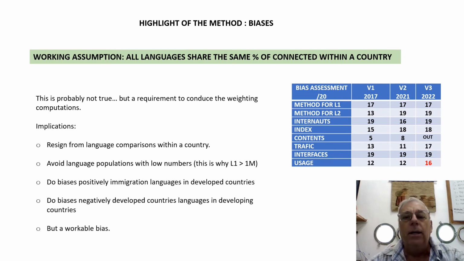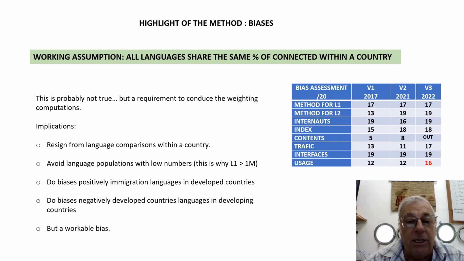For instance, if Spain has 80% of people connected following ITU, Spanish speakers in Spain, whether L1 or L2, Arabic speakers and Catalan speakers have 82%, which is obviously not the reality. There are differences. This bias forbids us to measure comparison of languages within a country, and also to manage a language with a low number of speakers. Where is the bias here?